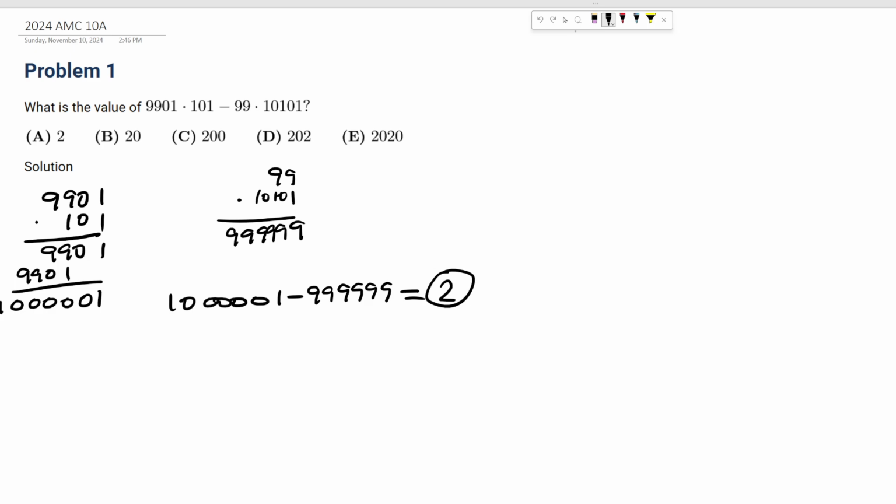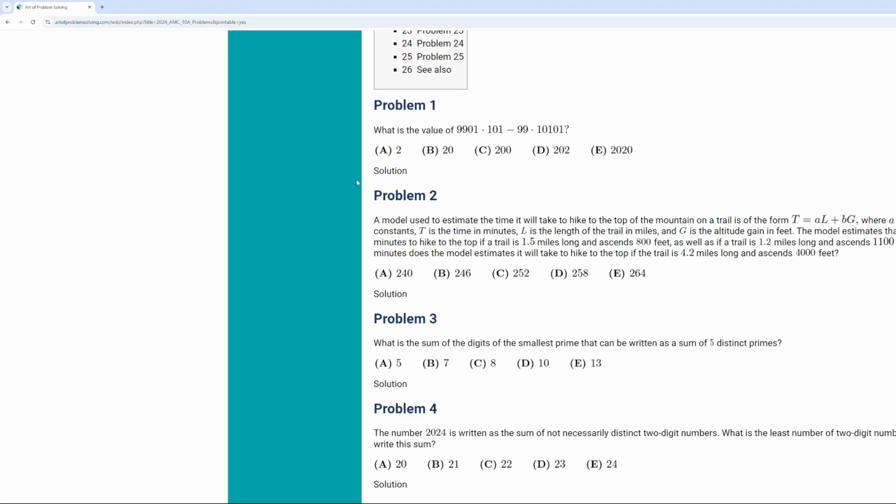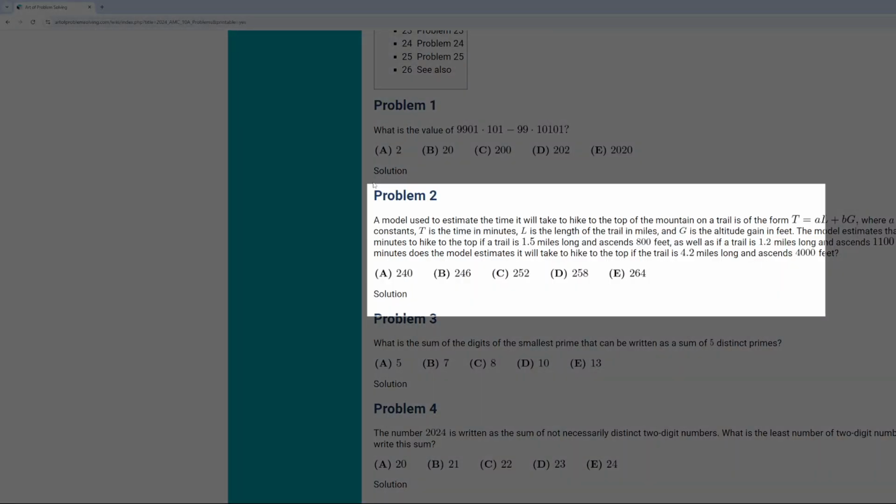If you really did not know how to multiply, you could also look at the last digits and narrow it down to these two answer choices. But that gives us that our answer is A, 2. On to problem 2.